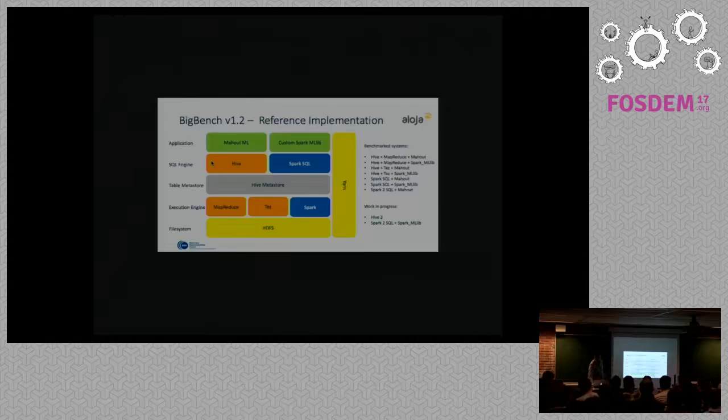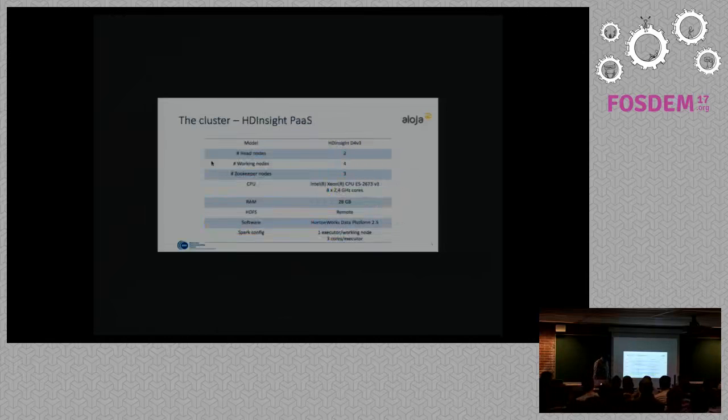Hardware-wise, we're using an HDInsight platform-as-a-service cluster, model D4 v3, with 4 worker nodes, featuring a high-end Intel Xeon CPU with 8 cores, 28 gigs of RAM, and the HDFS is completely remote.